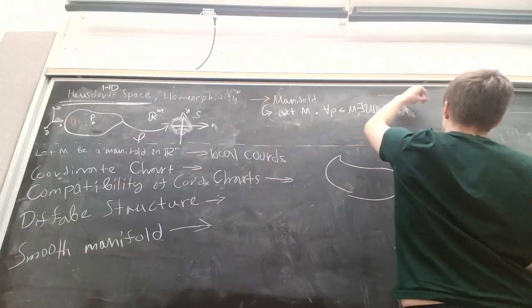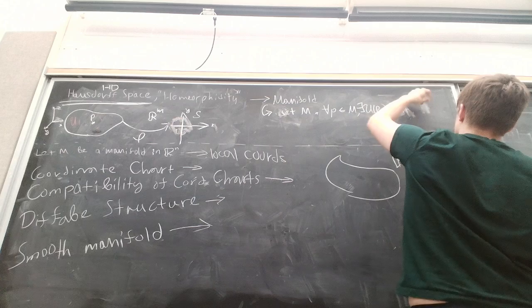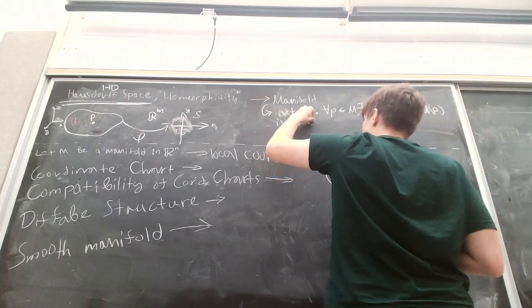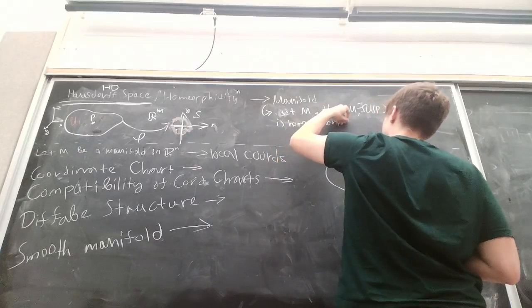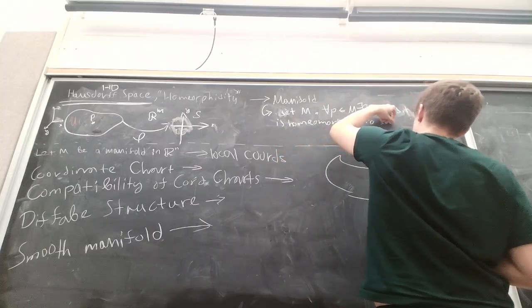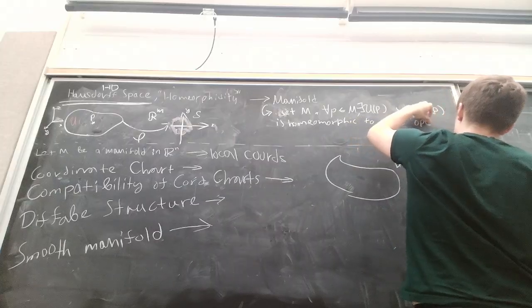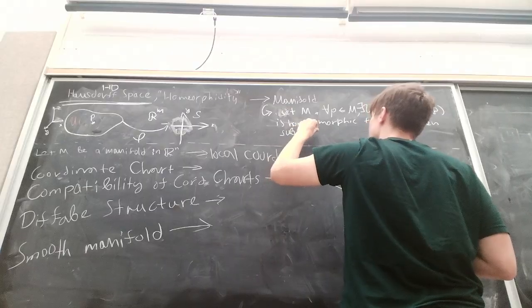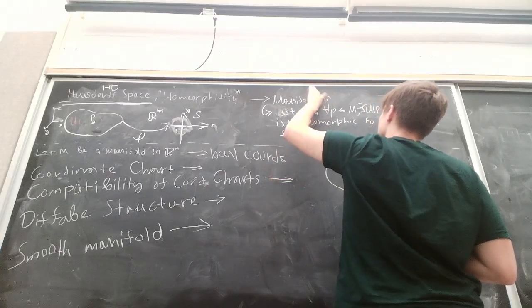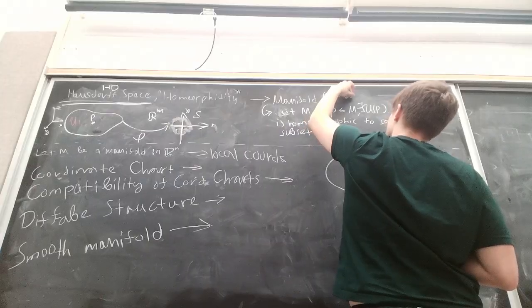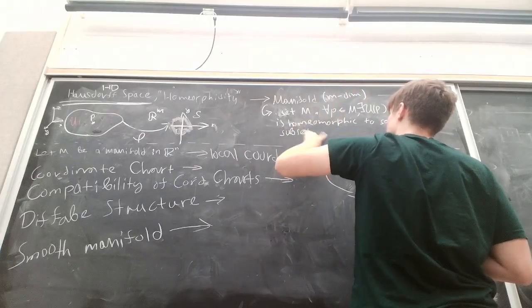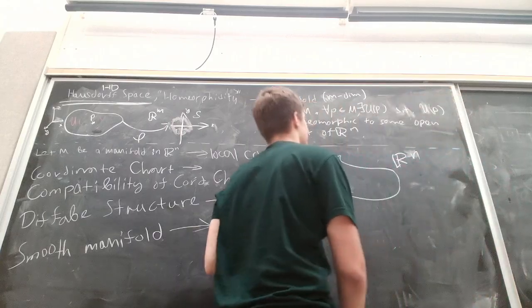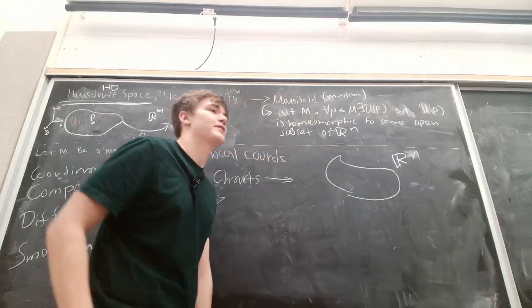With a neighborhood UP such that UP is homeomorphic to some open subset of Rm. This is the definition of an m-dimensional manifold.